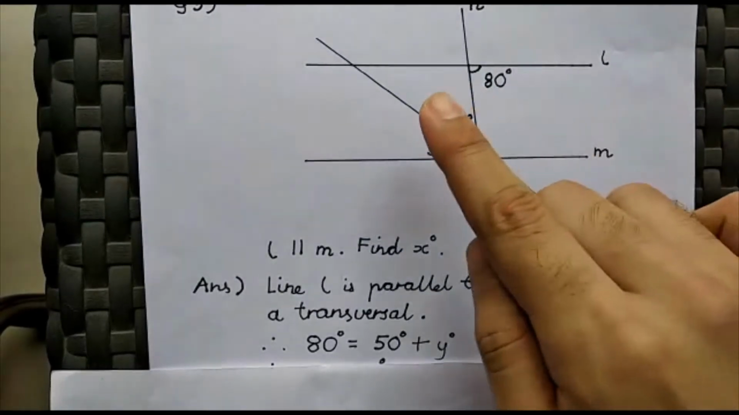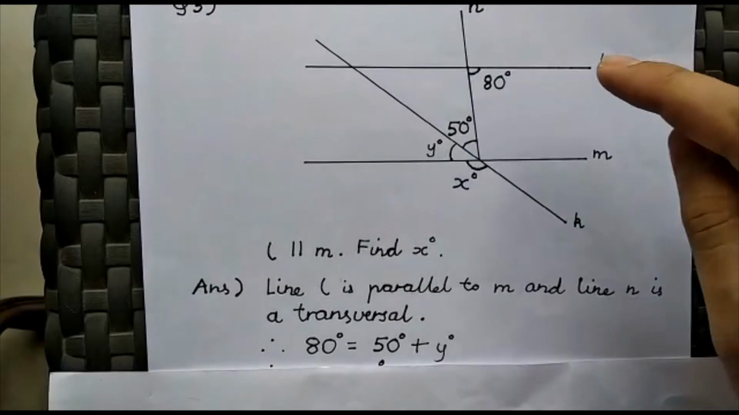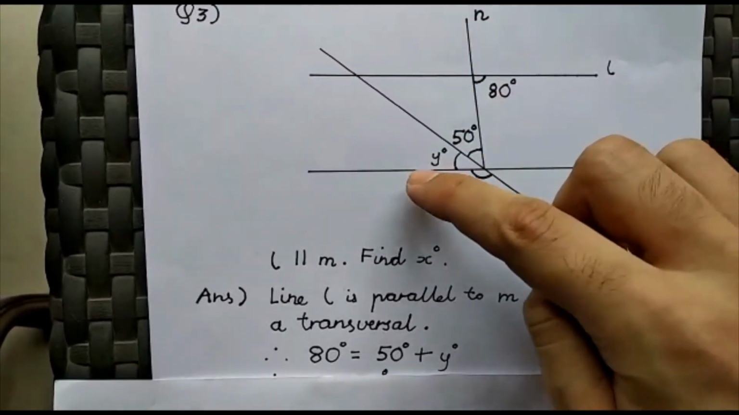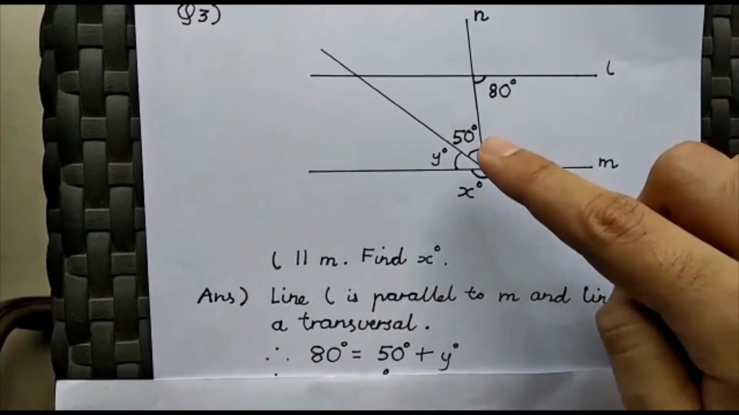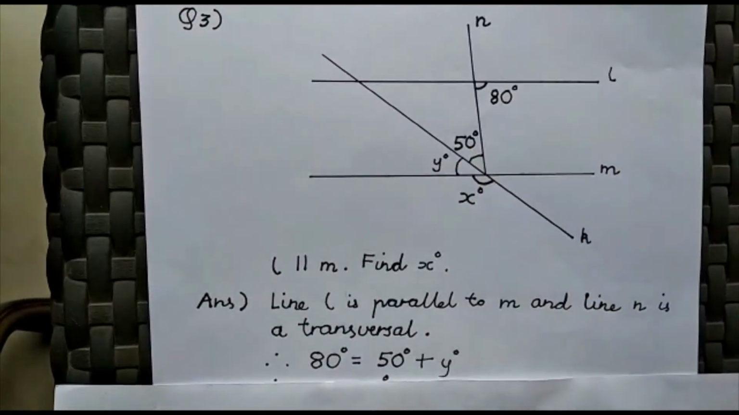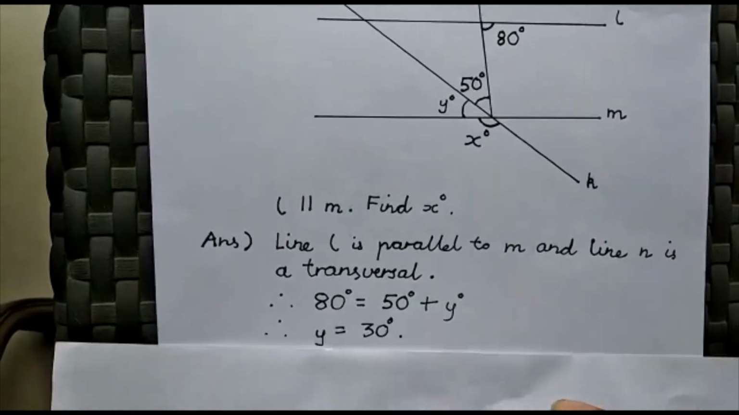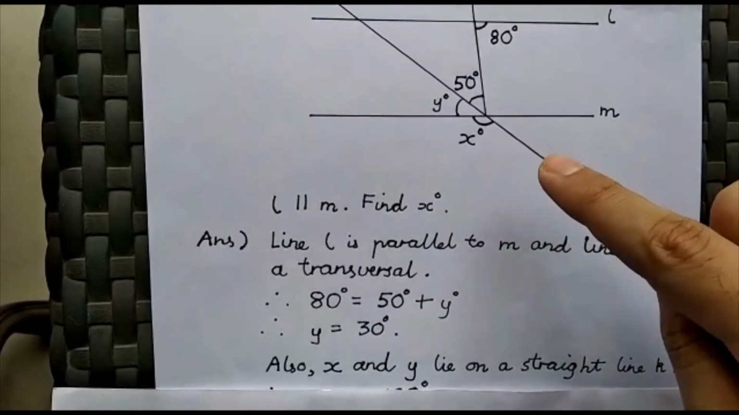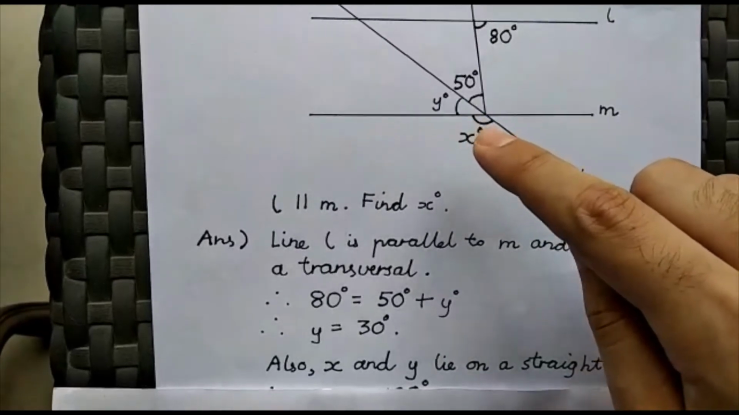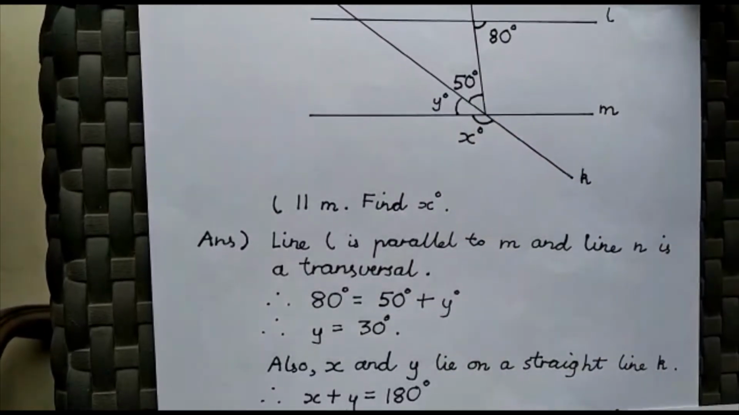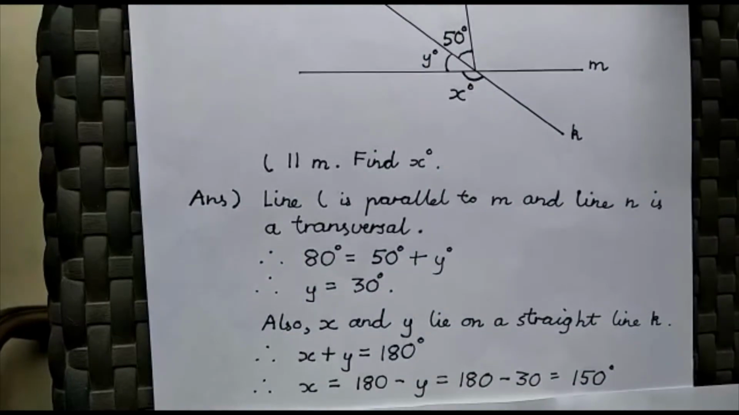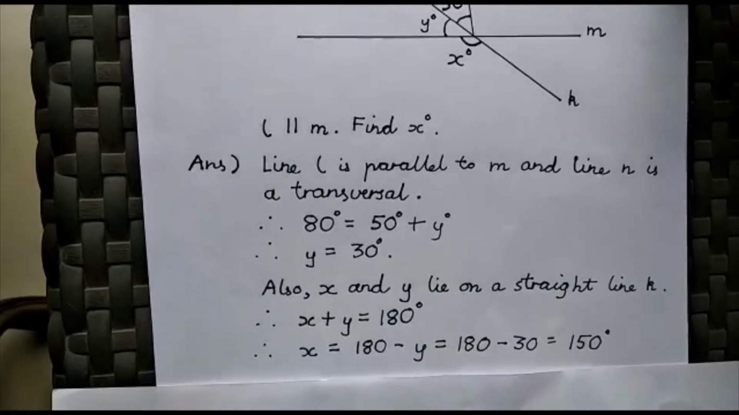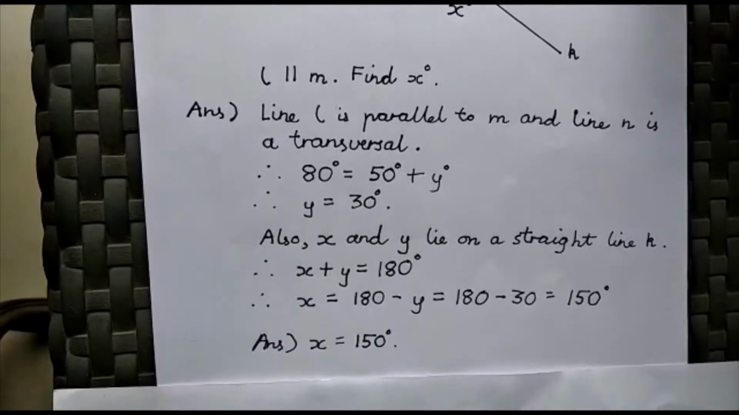Now, since L and M are parallel and N is a transversal, these two acute angles will be equal. 80 will be equal to 50 plus y. Therefore, we'll get y to be 30 degrees. Now, K is a straight line. Therefore, x plus y will be 180 degrees. Therefore, we'll get x to be 180 minus y, which is 180 minus 30, which is 150 degrees, which is your answer.